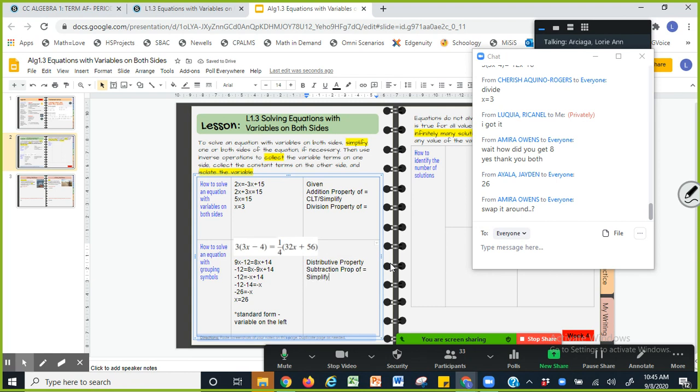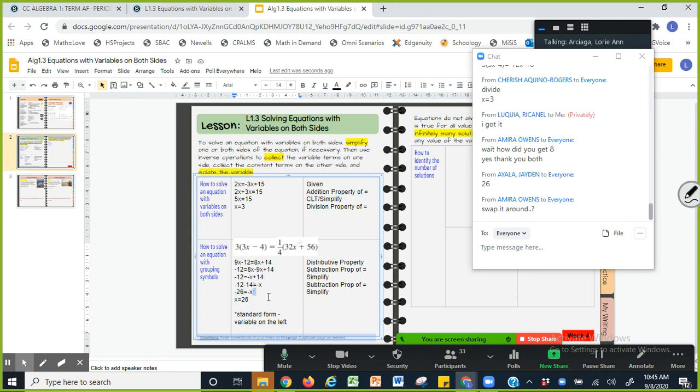Simplify the 8x and the negative 9x. And then Silly decided to move the 14, and that's another subtraction property of equality. Then Jaden helped us simplify the negative 12 and the negative 14. And last but not the least, Amira said, swap them around so it will look like the standard form. So when you switch these two around, you added x to the left and you added 26 to the right.